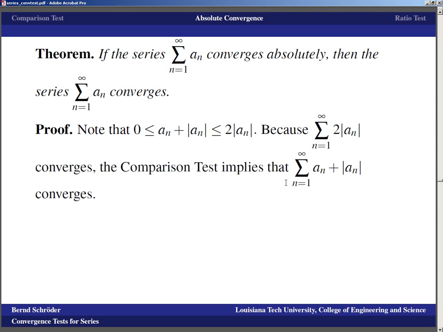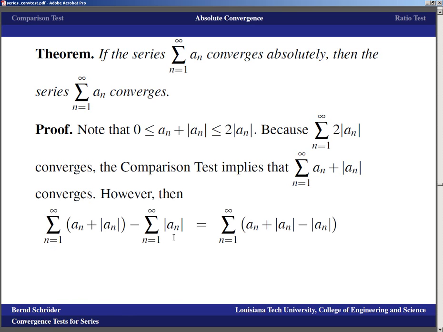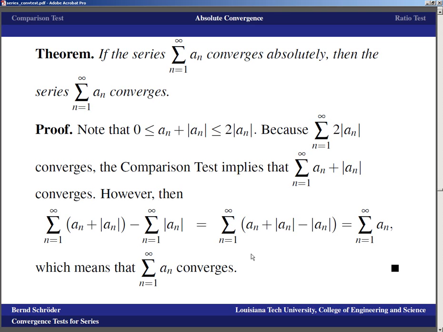And that means the comparison test implies that the sum of the |an| + an converges, because they are greater than or equal to 0 and less than or equal to this convergent series that we know. And that means now we can use algebra and realize that the sum from n equals 1 to infinity of (an + |an|) minus the sum of the |an| is the sum of the an, which therefore is a convergent series.